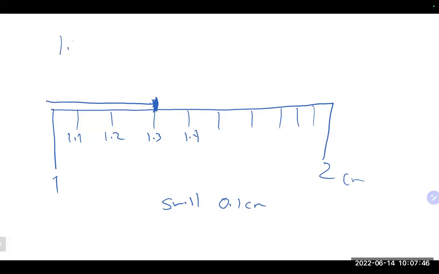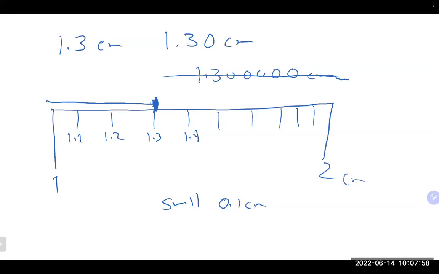Should I record 1.3 centimeters? Should I record 1.30 centimeters? Should I record 1.30000 centimeters? I'm going to go no with that. It just feels like a lot of zeros, just so you know. So which one should I record? The one on the left or the one on the right? What's that? 1.30 would be the correct one.